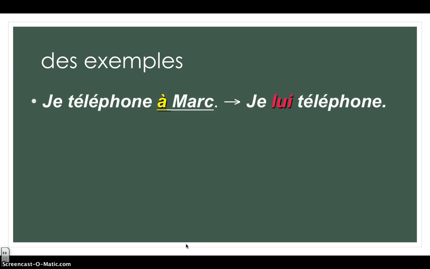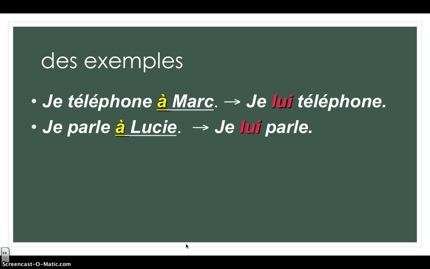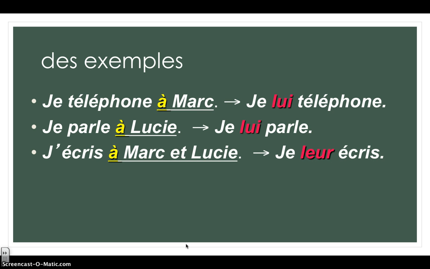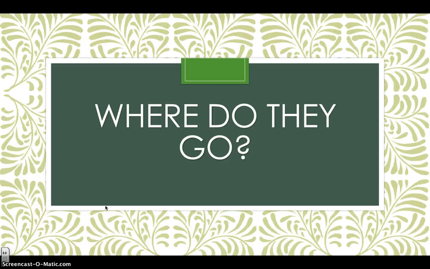Voilà des exemples. Je téléphone à Marc. Je lui téléphone. Je parle à Lucie. Je lui parle. J'écris à Marc et Lucie. Are you getting a pattern yet? Did you figure it out? Je leur écris. So, in case you're wondering, you're going to know it's indirect in French because of this à. Different forms of à exist, and we can talk about those in class, but à is going to be your key: oh my god, indirect, à!